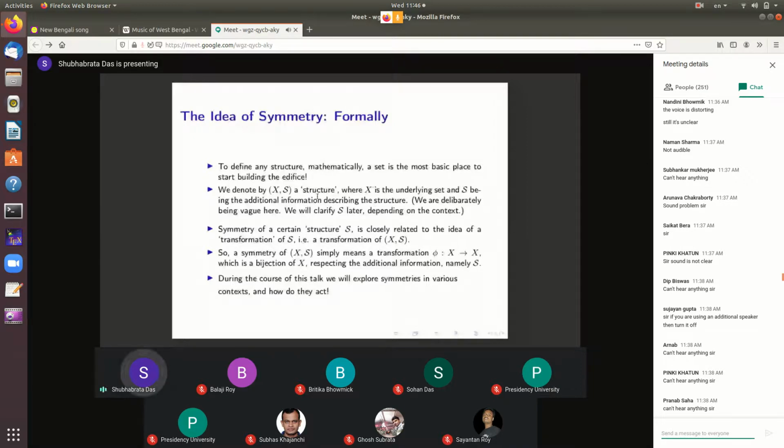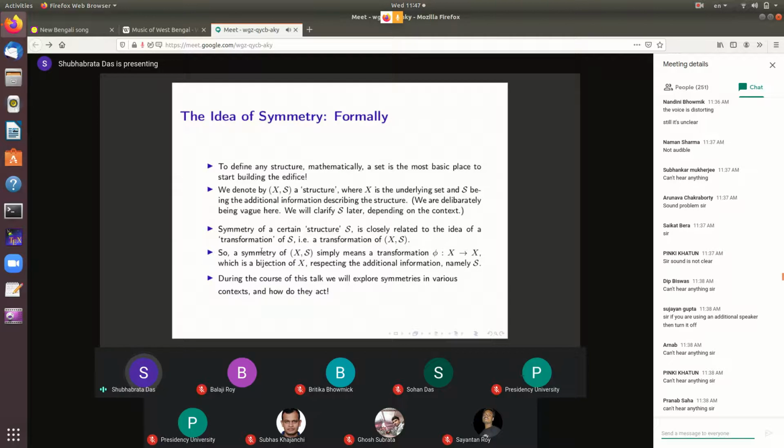And a symmetry would be something which would preserve both at the most primary level the set, and at a secondary level the extra information that is given to us. And there can be various secondary, tertiary levels of information, and we can ask whether our symmetry preserves all those. Then it would become a stricter symmetry as we increase the information and expect the symmetry to respect all those informations.